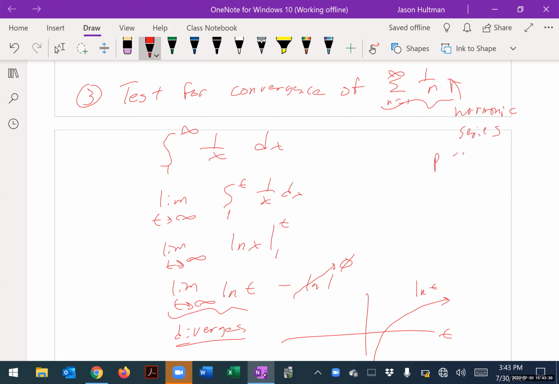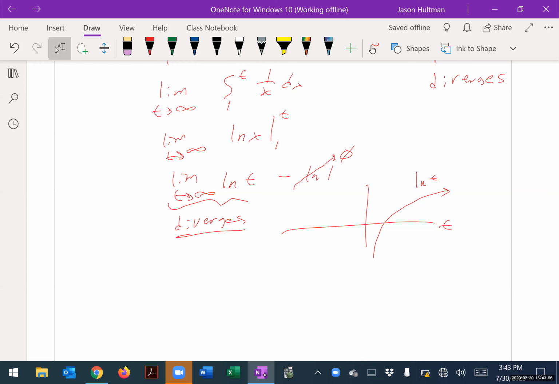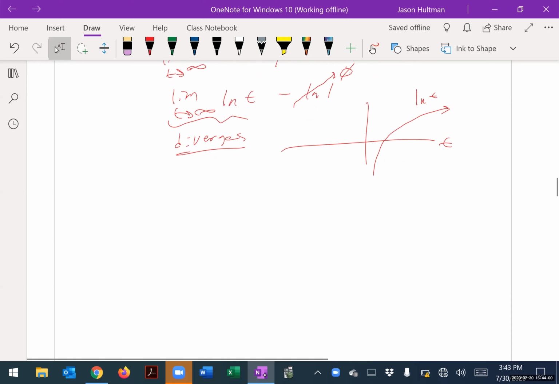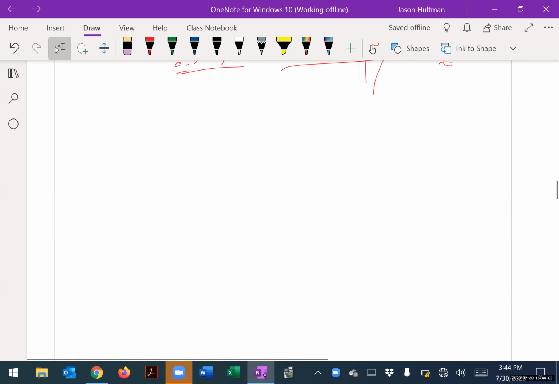which is a p series with p equal to 1, diverges. So we've done it two different ways. We've shown that this thing diverges. We did an algebraic proof yesterday, and today we did a proof by integral test. Okay, number 3.